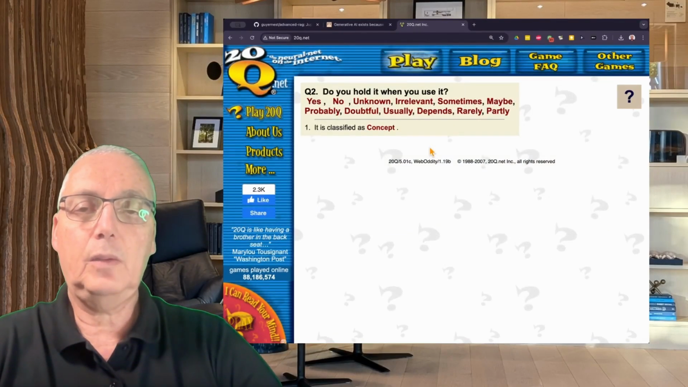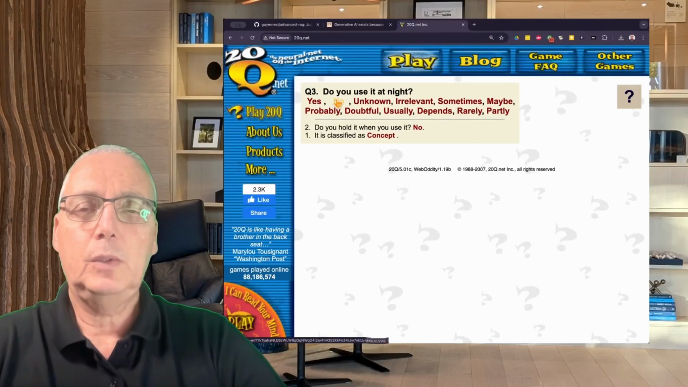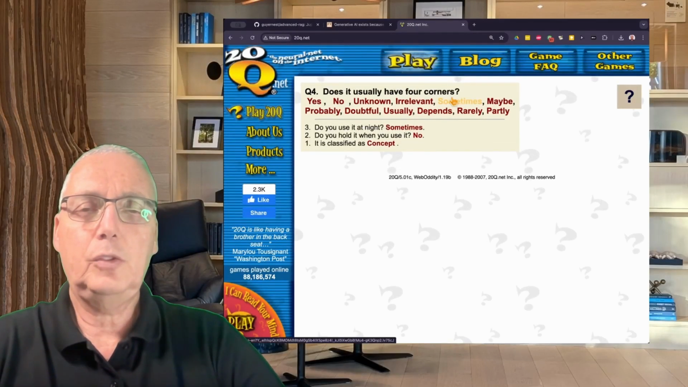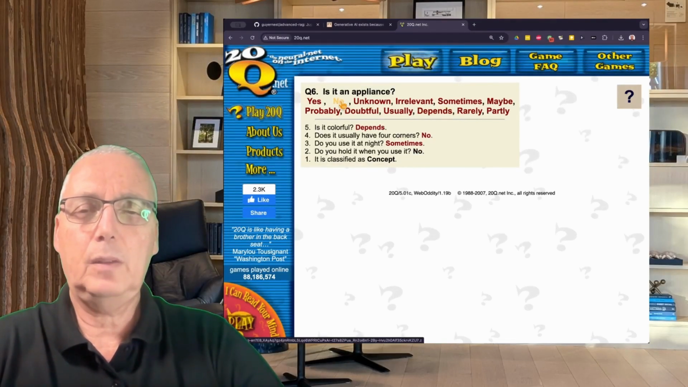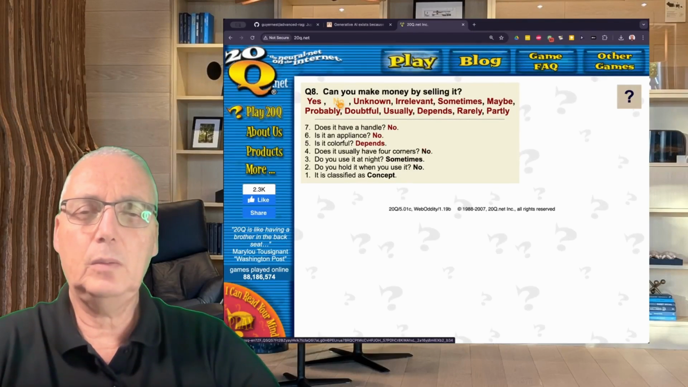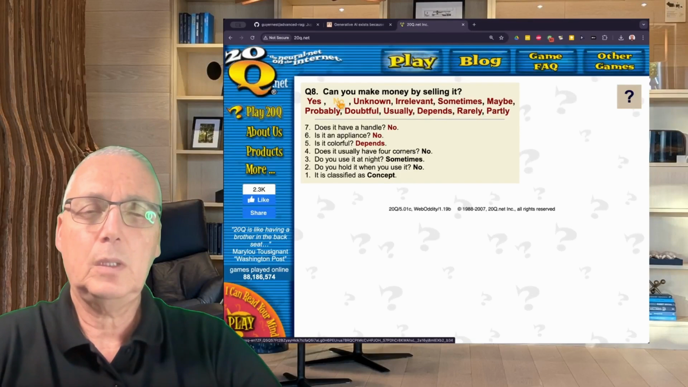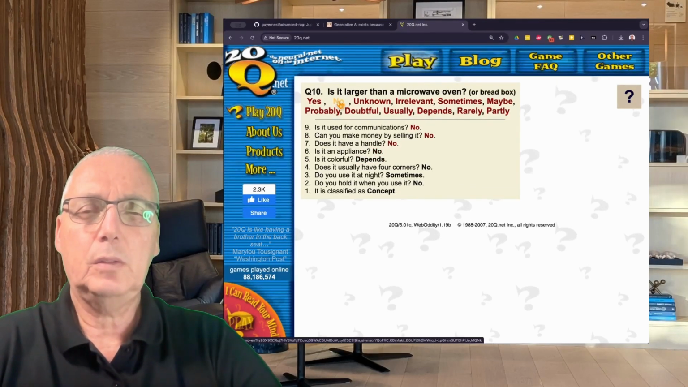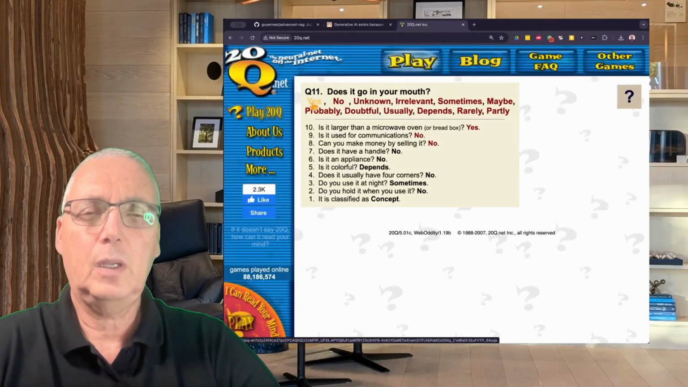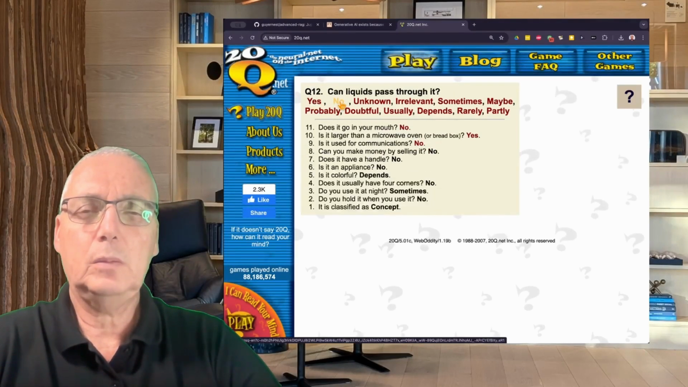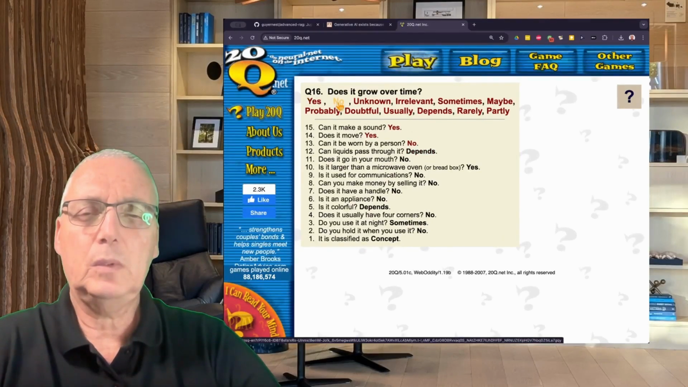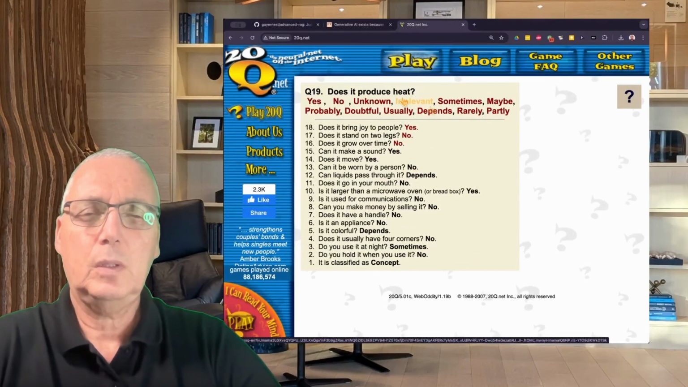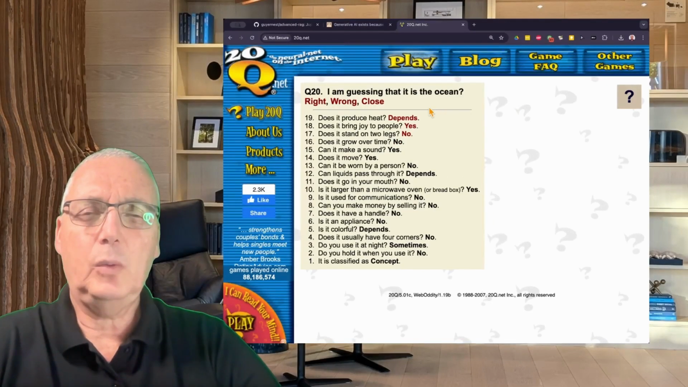So it's classified as a concept. Do you hold it when you use it? No. Do you use it at night? Sometimes. Does it usually have four corners? No. Is it colorful? Depends. Is it an appliance? No. Does it have a handle? No. Can you make money by selling it? No. Is it used for communication? No. Is it larger than a microwave? Yes. Does it go in your mouth? No. Can liquid pass through it? Depends. Can it be worn by a person? No. Does it move? Yes. Does it make a sound? Yes. Does it go over time? No. Does it stand on two legs? No. Does it bring joy to people? Yes. Does it produce heat? Depends. He's guessing that it's an ocean.